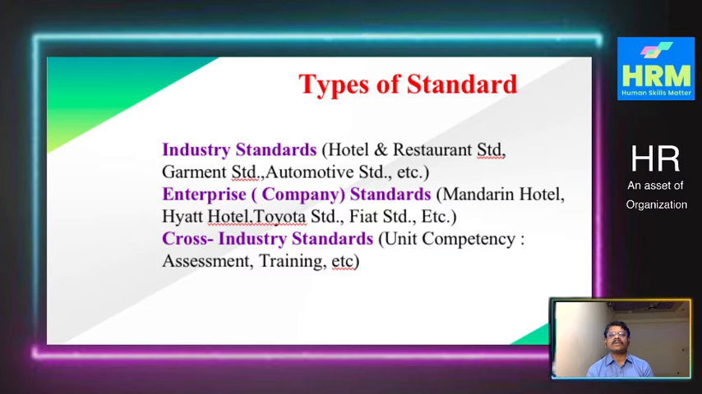Industry standards like hotels and restaurants standards, garment standards, and automotive standards. For each industry, you'll find the standards are there. If it is a hotel and restaurant or even tourism, certain standards are there. Enterprise level, the company level standards like Mandarin hotels and Hyatt hotels and Toyota or even Fiat. So you will find at the enterprise level they have their own specific standards. Then the cross-industry standards like unit competency and assessment and training. You can see that functional wise also, different standards are fixed for the functions.